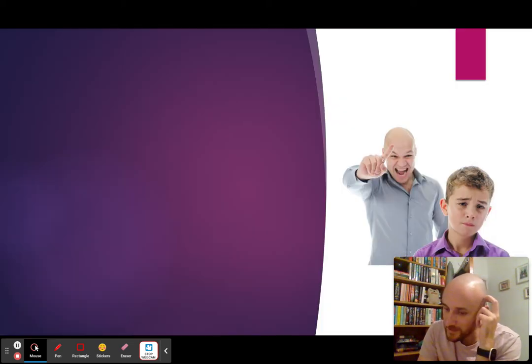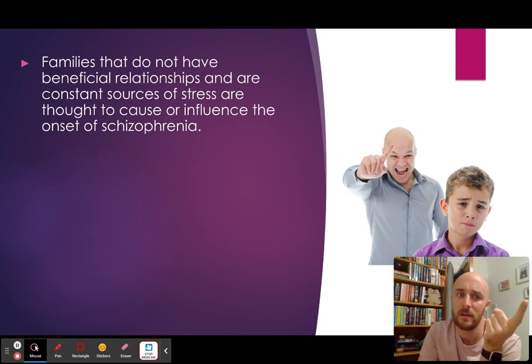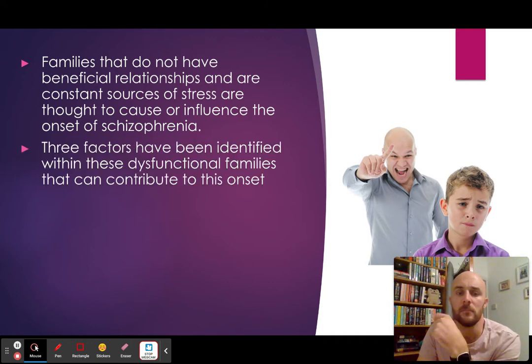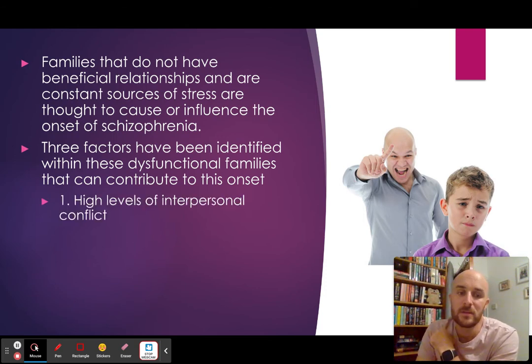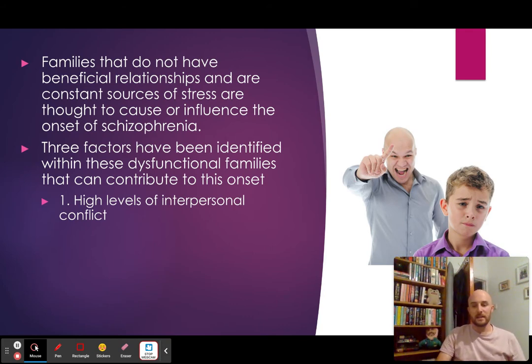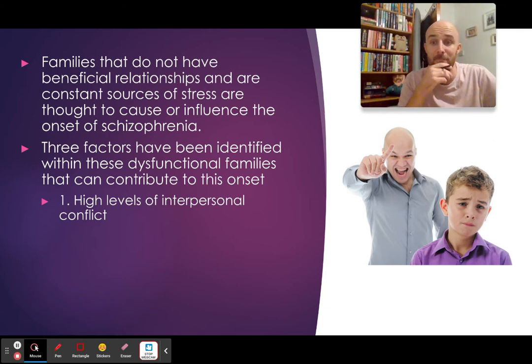So we need to understand what is actually meant by family dysfunction. Every family is dysfunctional in some way or another, but we're talking pretty high levels. Families that do not have beneficial relationships, that are a constant source of stress, are thought to influence the onset of schizophrenia. There are three main factors, and these have to be talked about in your A01. High levels of interpersonal conflict: essentially, a high degree of arguing in the family.